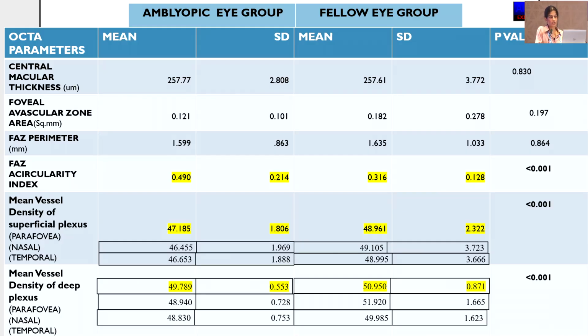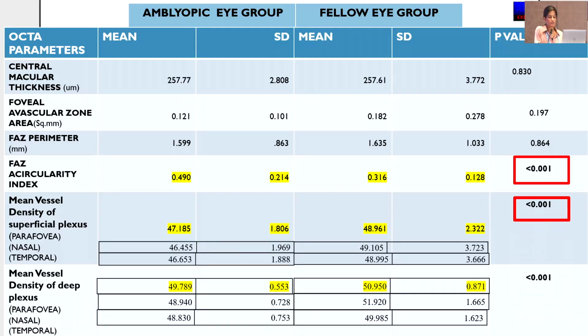So according to our study in OCTA parameters, coming to the central macular thickness, we didn't find any significant difference between the both groups. And coming to the foveal avascular zone parameters, we didn't find any change in area and perimeter, whereas we found there is a significant difference in the acircularity index. We found there is an increase in acircularity index in amblyopic eye group when compared to the fellow eye group.